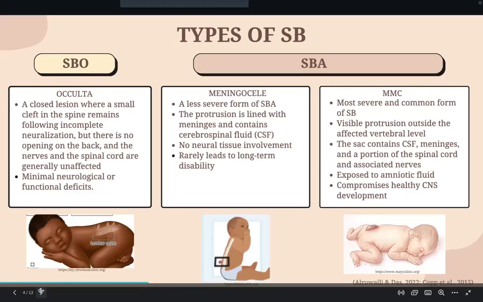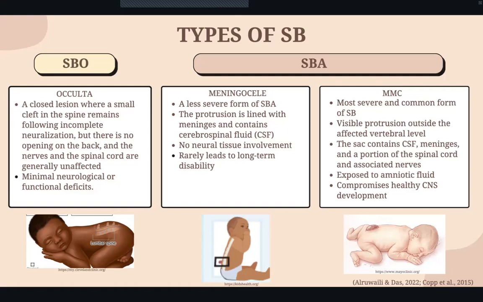So these are the three types of spina bifida. Like I said, occulta is a closed lesion. There is generally no neurological involvement. There is no lesion on the back. And so there is usually minimal to no functional deficits. Meningocele is a less severe form of SBA, and there is a protrusion on the back, but there is no neural tissue involvement. So this rarely leads to any sort of long-term disability.